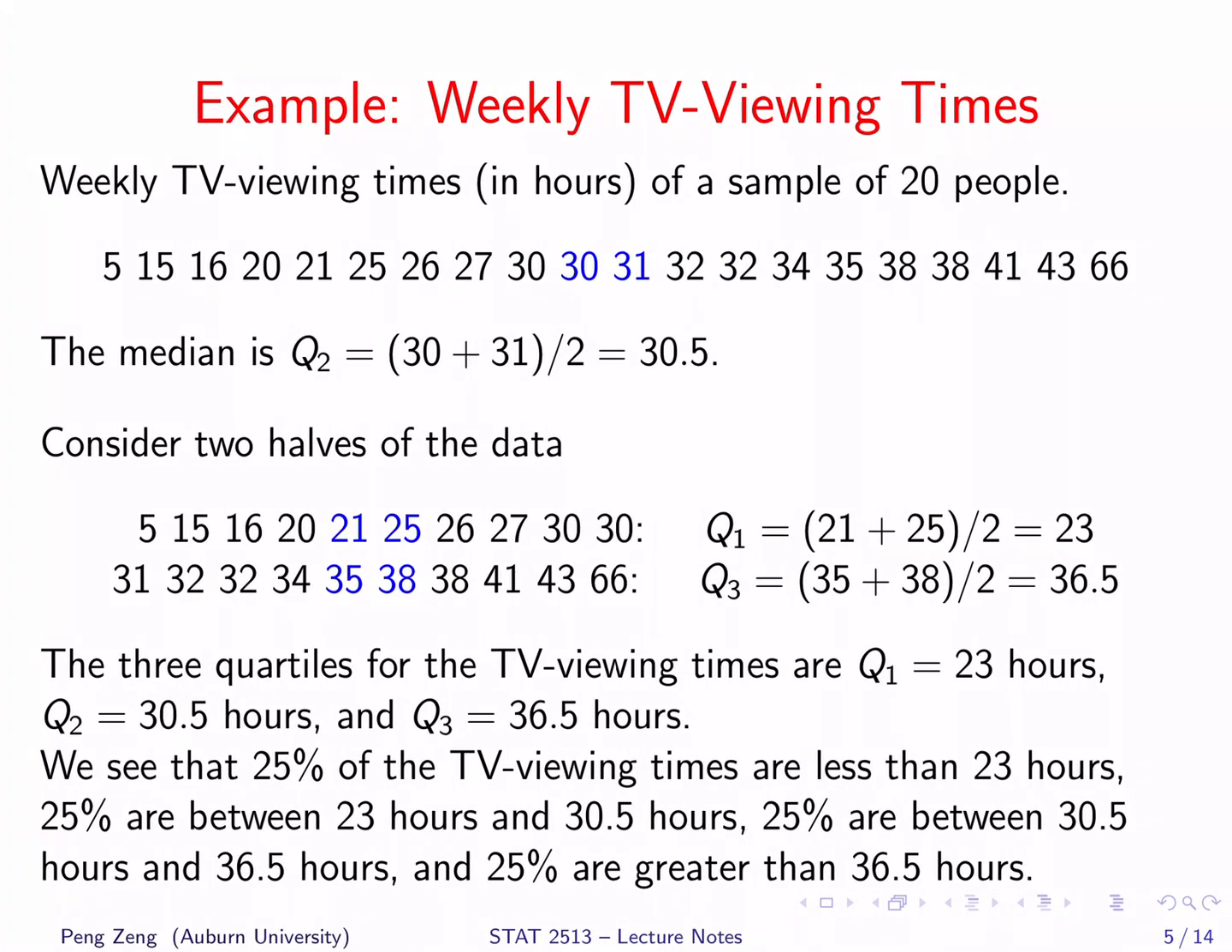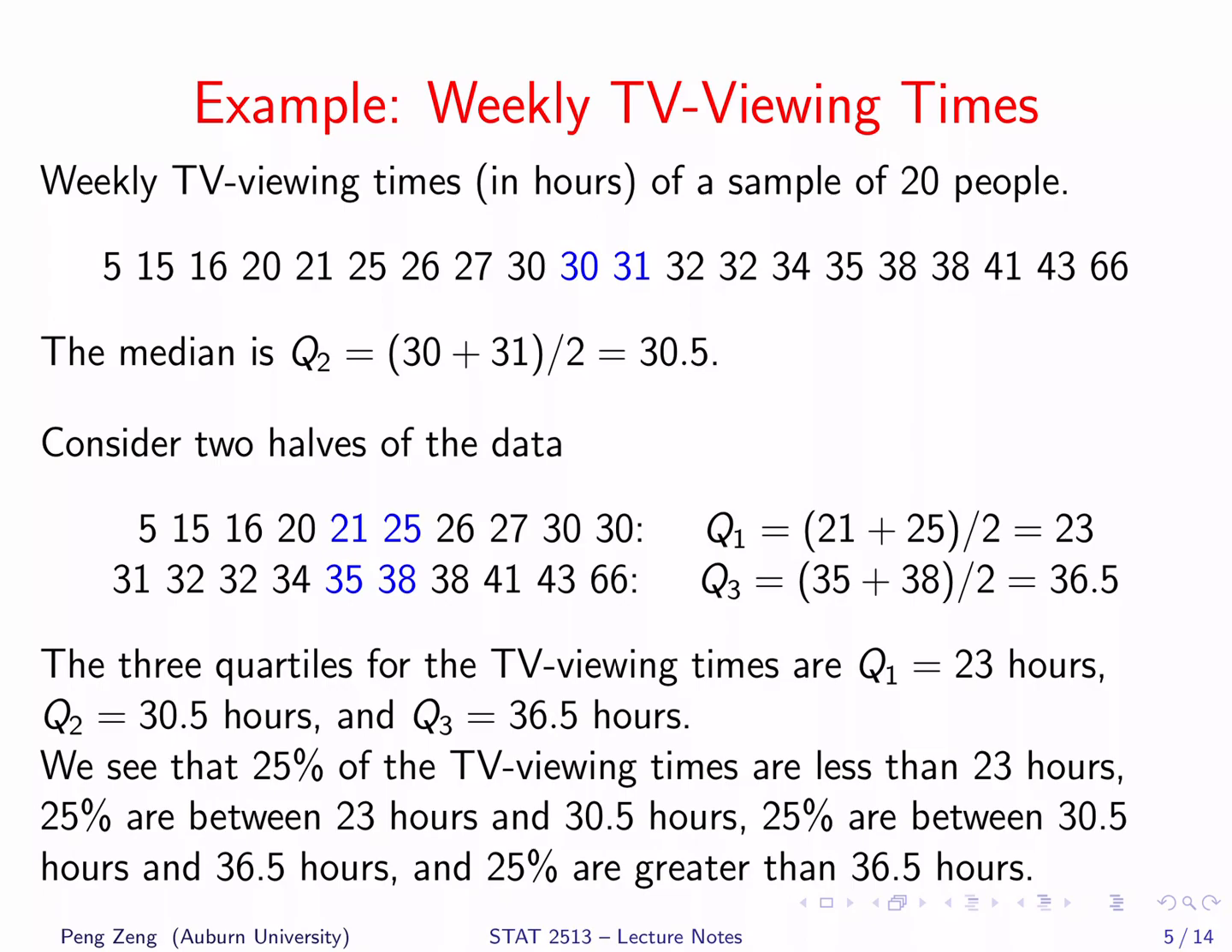Let's look at an example. The data are weekly TV viewing times of a sample of 20 people. The data have already been sorted in increasing order. First, we need to find the median. Because the sample size is 20, it is an even number. The median is the average of the 2 middle numbers. Here, it is the average of 30 and 31. So the median is 30.5.